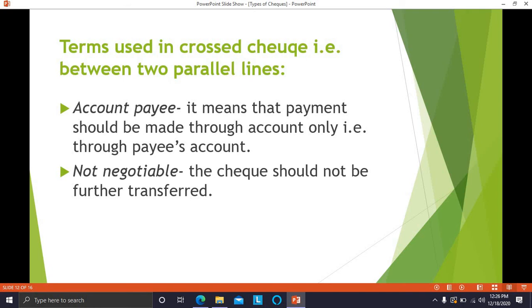Now suppose one person does not have an account and he gets a check which is an account payee check. Then what is the solution for that person? He has to open an account and then the check will be deposited in the bank. It will be credited to his account and then he can withdraw the money.